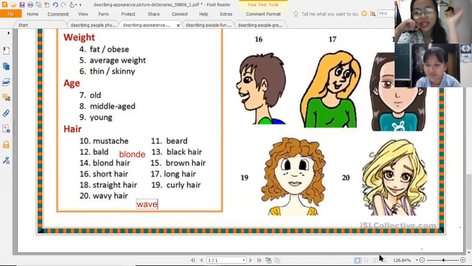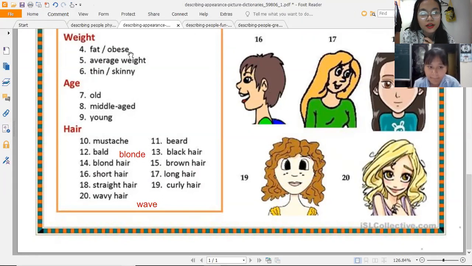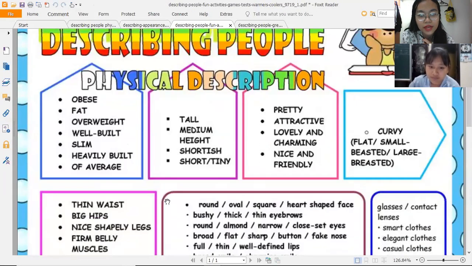Okay. Can you see picture 20? Yeah. And next one. Okay, this one is done. And then we have some more here.